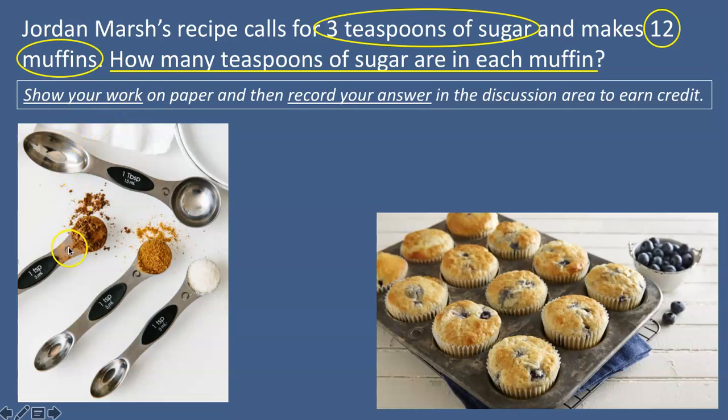So I want you to just think about these 3 teaspoons. If you've done some baking, you might know that 3 teaspoons is equal to 1 tablespoon. So think about how much 3 teaspoons of sugar is, and picture it going into making these muffins, and we're thinking about how much sugar is in each muffin.